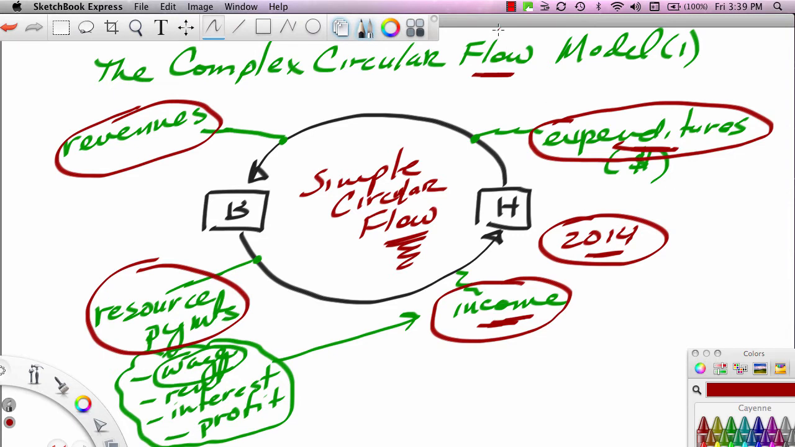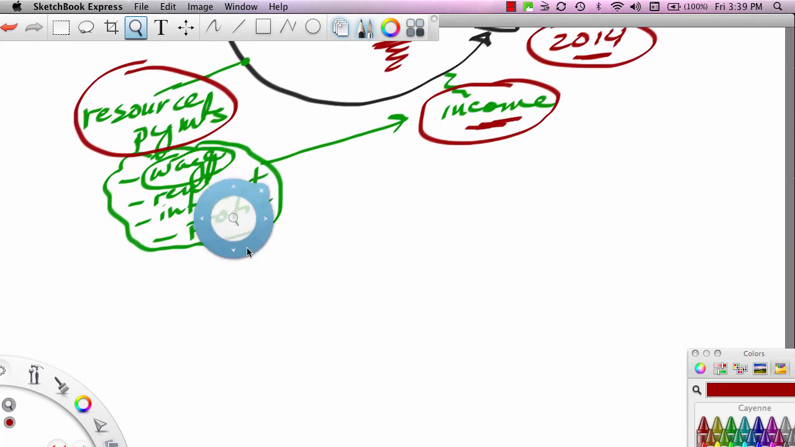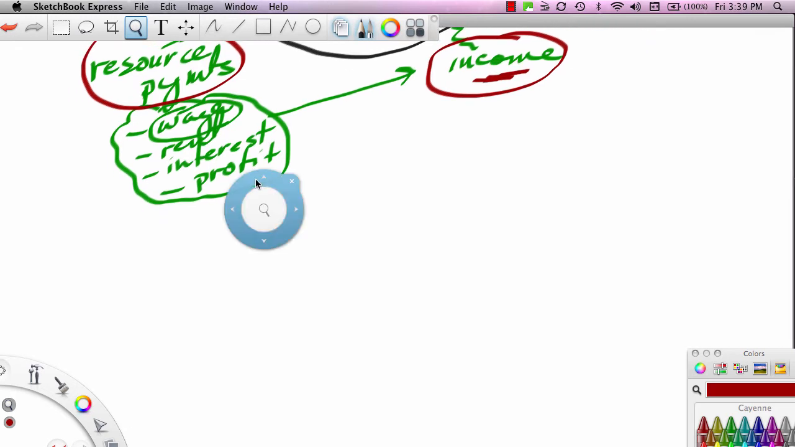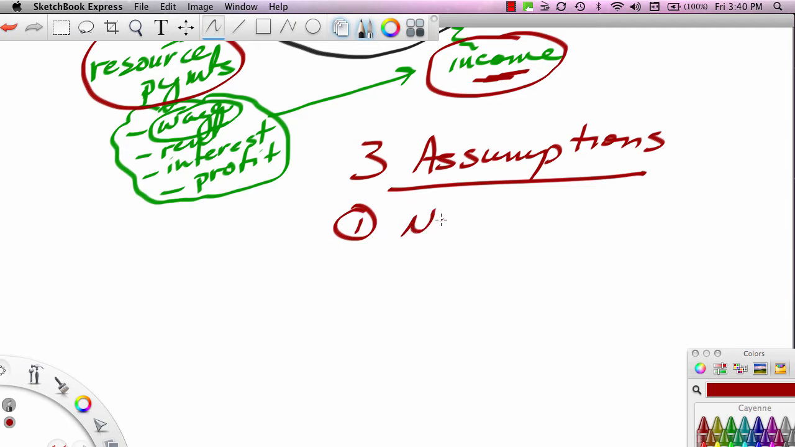Let's take a look at those three assumptions, because they are going to be the foundations for moving ahead with our complex circular flow analysis. So let's be reminded of what our three assumptions are. Let me go back up here and get my pen tool working. So the three assumptions that we made when we developed the simple circular flow model. One, we assume that there's no saving, and we assume there's no investment.